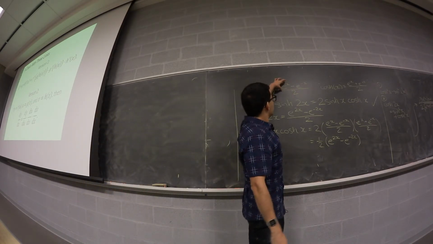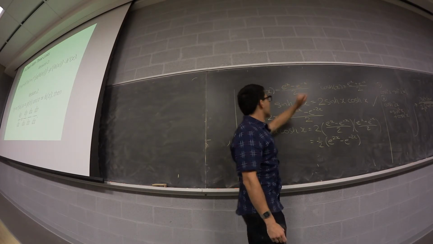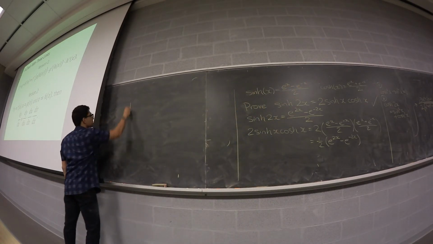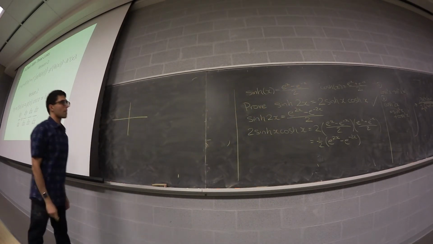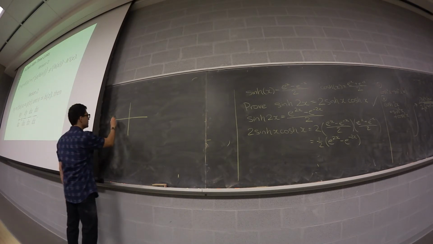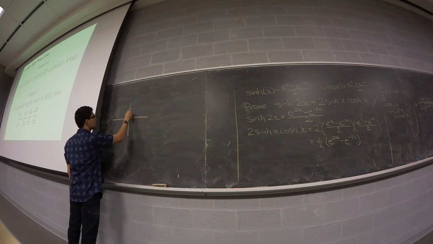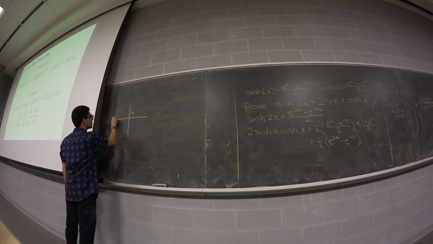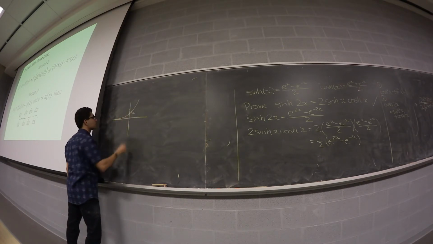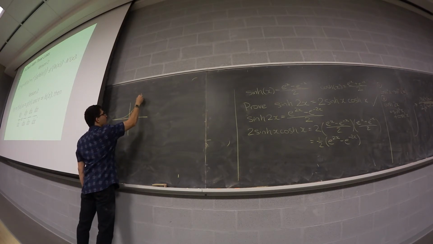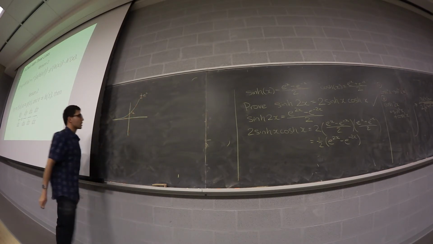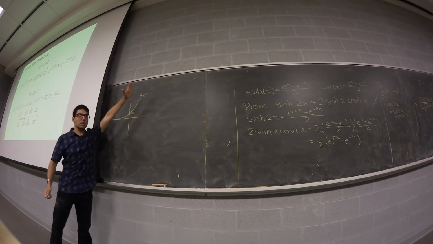Okay, so sinh is 1/2 of e to the x minus 1/2 of e to the minus x. All right. I may need more colors. Here we go. That's 1/2. Okay, that's 1/2 e to the x. Okay, it goes through there, and it's growing.